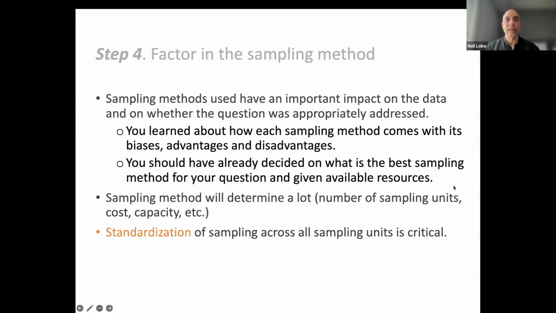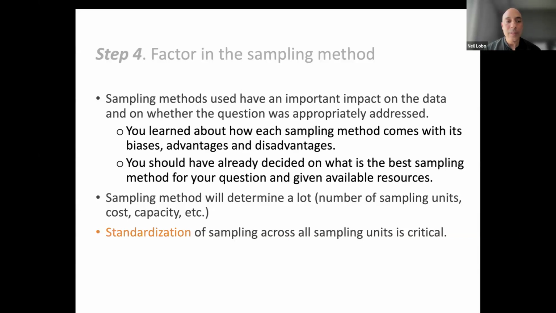Next. Okay. Now the next step is where we factor in the sampling methods. Now the sampling method may actually have a huge impact on the data and whether the question was appropriately addressed. As you know, the sampling method collects the indicators that answer your question. So factoring this correct selection, or the most appropriate selection of your sampling method, is vital.